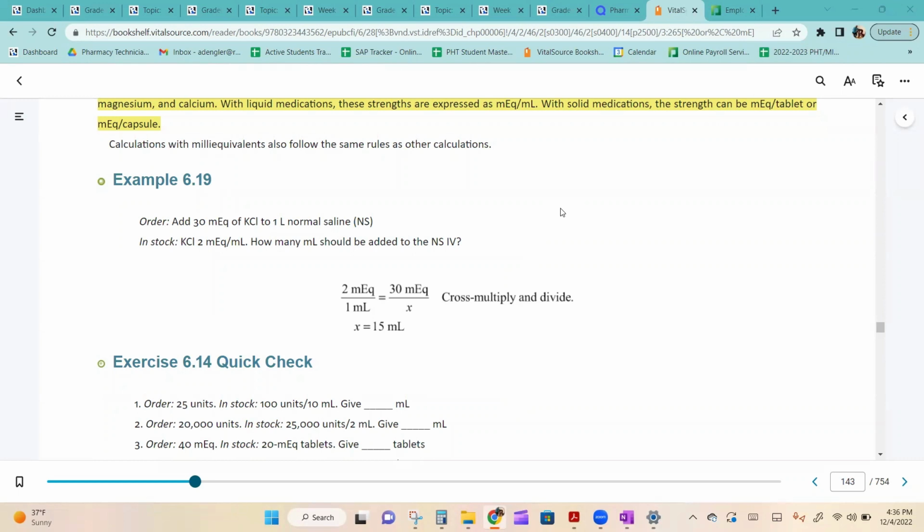Okay, so now calculations with milliequivalents. We're going to follow the same rules. So we have an order for 30 milliequivalents of potassium chloride, KCl, to 1 liter of normal saline. In stock, we have 2 milliequivalents per ml, meaning every milliliter the patient receives, they are getting 2 milliequivalents of potassium chloride. How many milliliters should be added to the NS IV? All right, so let's figure that out. Well, the answer's there, but we're going to do the example.